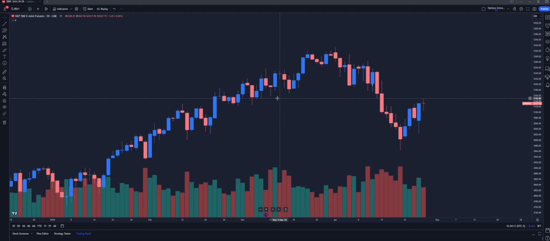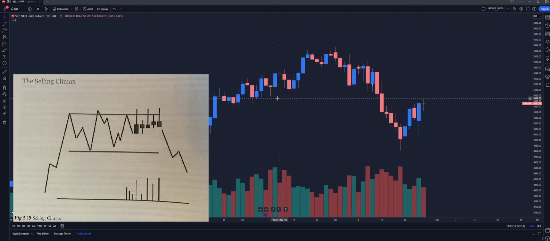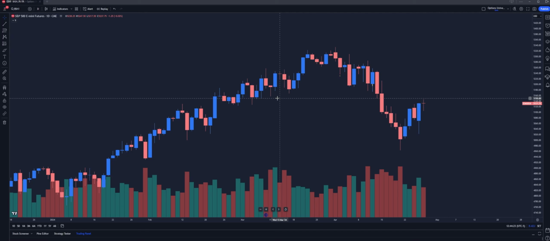So for my mind, what I'm thinking here is I need to see a selling climax. Now that goes back to figure 5.19, where I'm looking for multiple upthrusts or bullish action that are immediately hammered back down with volume. And the key word there is immediately, with high volume.